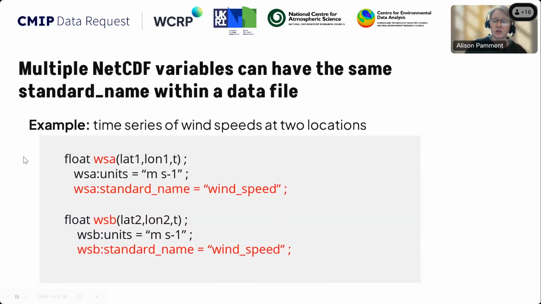One thing that does sometimes confuse new users of CF metadata is, can you have more than one variable having the same standard name in one file? And the answer is yes, you can, because inside the netcdf file, you will have different variable names. So in this example, I've got wind speeds at two different locations. So I've got a variable called WSA at one location, latitude and longitude 1, and it's got a standard name of wind speed. I've got another one, WSB, at a different location, latitude and longitude 2. It also has a standard name of wind speed. That's perfectly valid CF. So people sometimes worry that that's wrong, but no, that's absolutely fine.